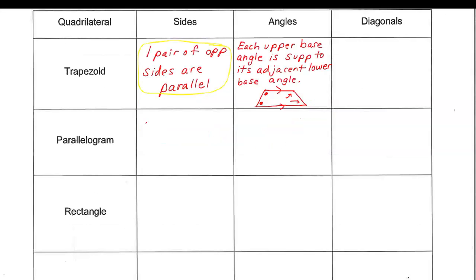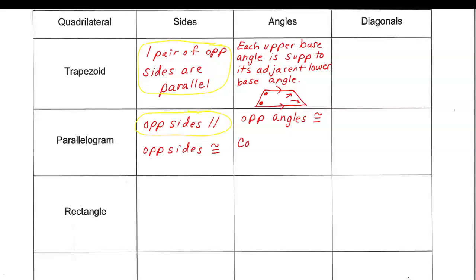In a parallelogram, opposite sides are parallel. That is also the definition of parallelogram, so that's considered a property, but more importantly, it's a definition. Also, it turns out that opposite sides are congruent in a parallelogram. In a parallelogram, opposite angles are congruent, and consecutive angles are supplementary. In a parallelogram, the diagonals bisect each other. We'll see that in a moment in an example.